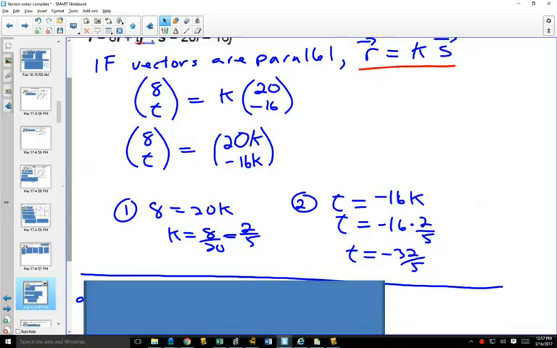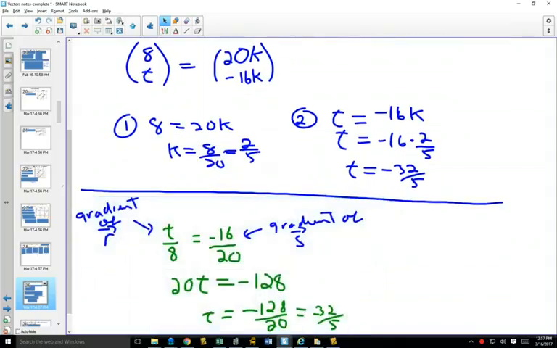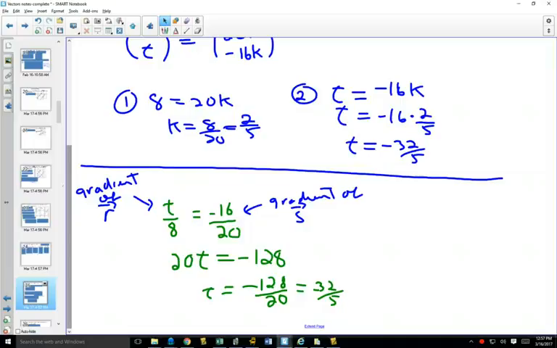You'd get a different value of k. You'd probably get 5/2 rather than 2/5. But either way, you use that idea and you can solve, right? Or you could also solve this just using slopes. The slope of r is t over 8. The slope of s is negative 16 over 20. And then just use cross multiplication and your algebra skills to solve for t, and you get the same answer.